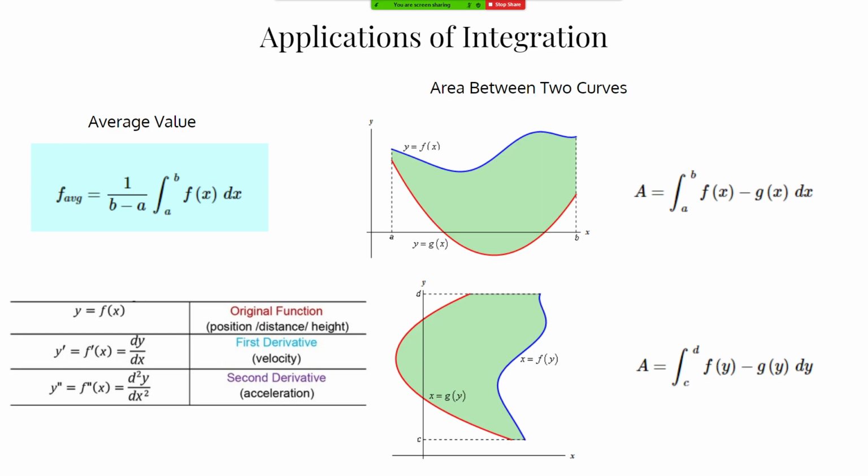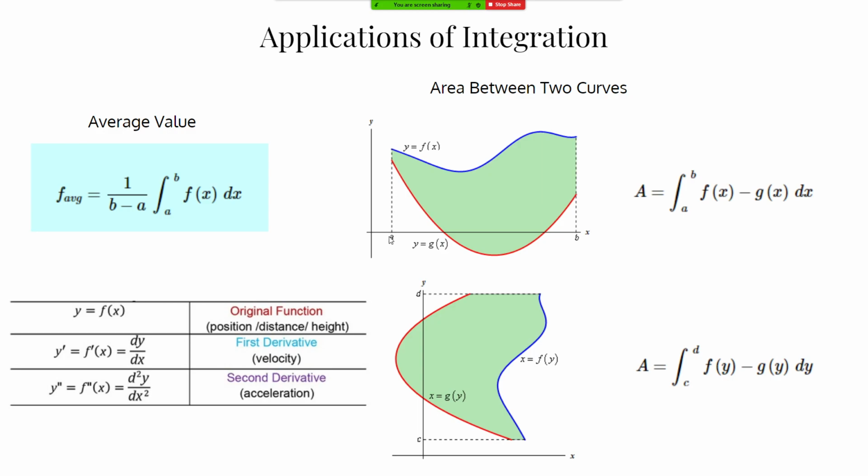So average value is 1 over b minus a times the integral from a to b of f of x. Position, velocity, and acceleration are all related because velocity is the derivative of position and acceleration is the derivative of velocity.